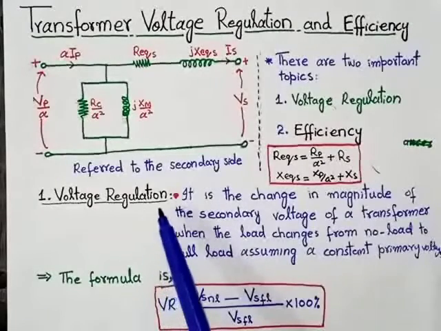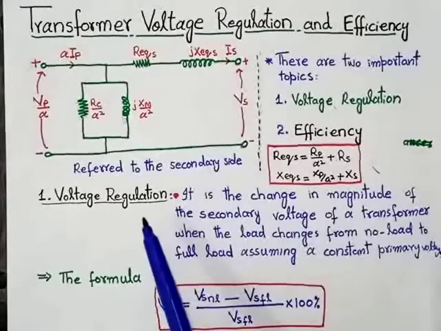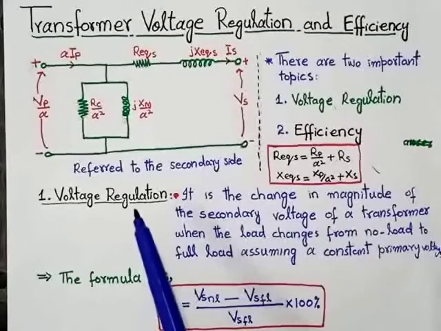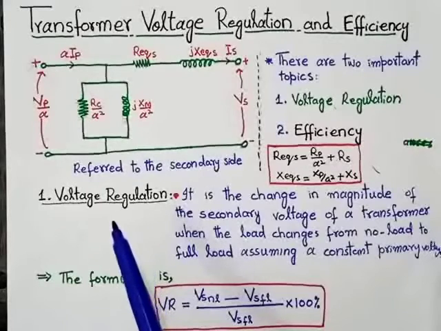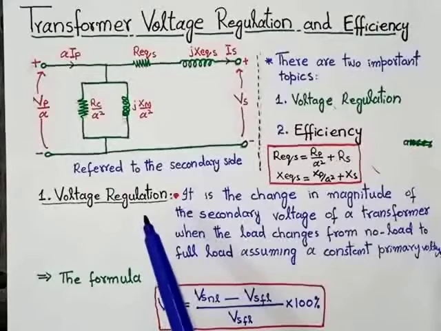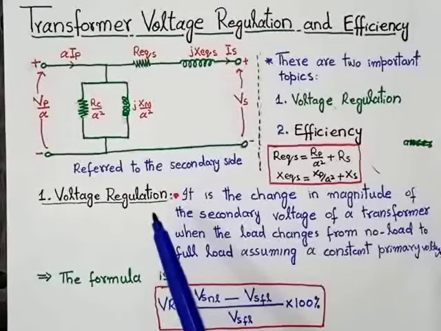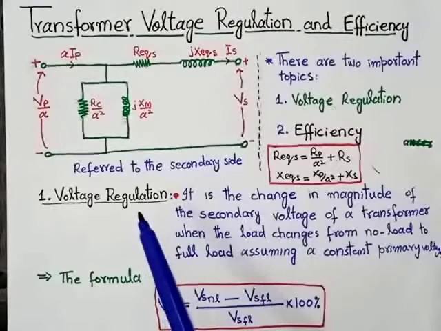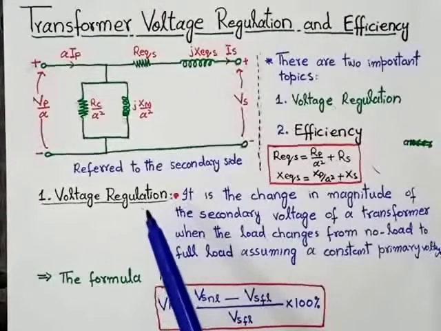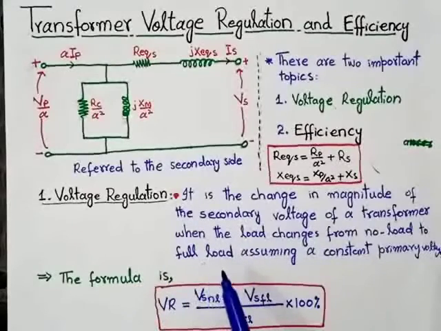Voltage regulation basically tells us how well the transformer can maintain the output voltage. The output voltage of the transformer is the secondary voltage, because the input of the transformer is connected with the primary side and the output or load is connected across the secondary side of the transformer. So the voltage across the secondary circuit is called the output voltage. The voltage across the primary circuit is called the input voltage. So voltage regulation tells us how well the transformer can maintain the output voltage, as the magnitude and power factor of the load varies from no load to full load.